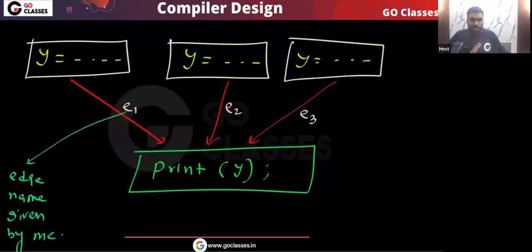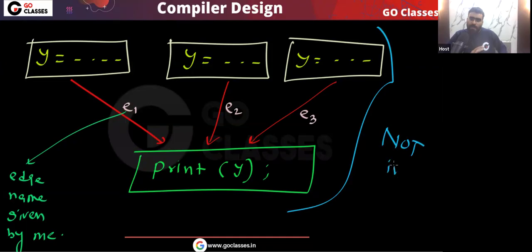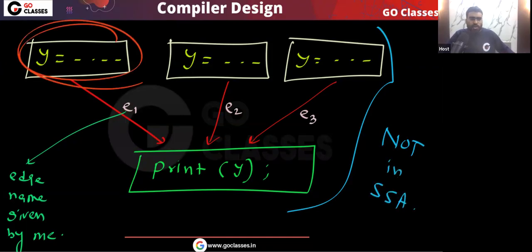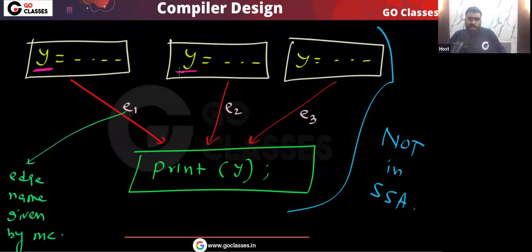You tell me what the confusion is. Now, is this in SSA or not? First, you tell me, is this in SSA? This is not in SSA, right? This is not in SSA because you can see here you are assigning y, here also you are assigning y, and here also you are assigning y. So this is definitely not in SSA.